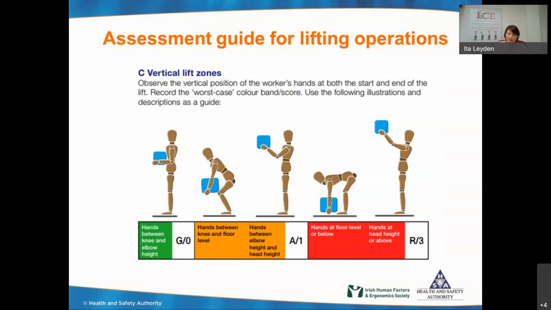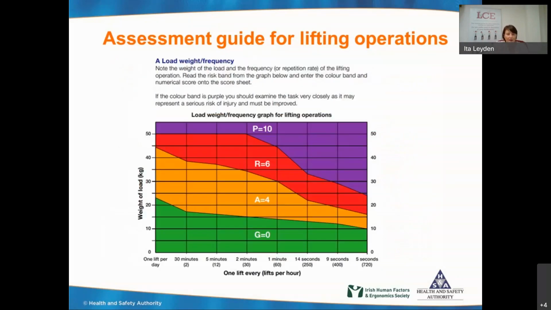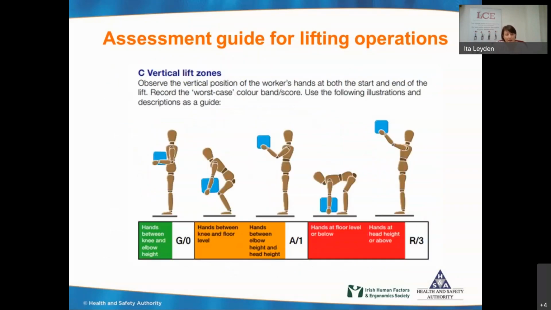And what you will notice here is for this risk factor for C, red is a score of 3. And our previous one, red had a score of 6. And our previous one, red also had a score of 6. So the red risk in itself is weighted based on how much it can impact the potential for musculoskeletal disorder or musculoskeletal ill health.